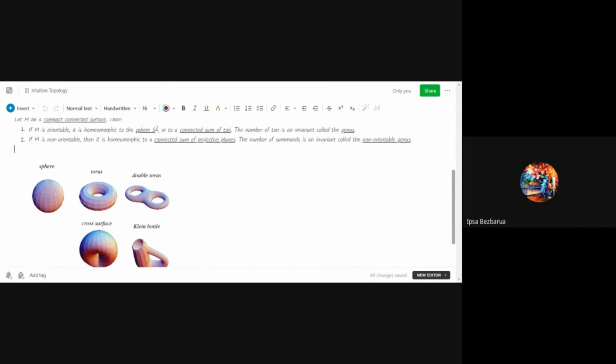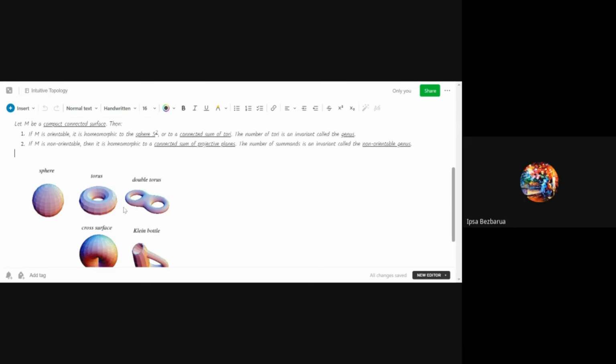So by connected sum of a torus, what I mean is I remove a small section from one torus, I remove a small section from another torus, and I just join those two. Because I'm removing small sections, the overall structure that I get will remain two-dimensional. So these are all hollow objects, okay? That's important. There is nothing inside them. These are just surfaces.